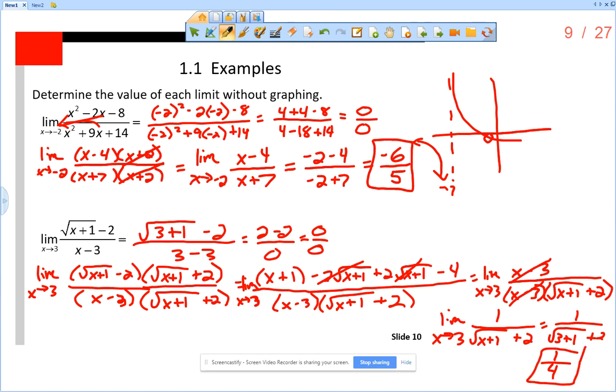Now, to verify graphically, what would this result tell us? That whatever that graph happens to look like, as x approaches 3, I'm going to have a hole in the graph at 1/4. So we want to make sure that if we were to graph this, we would see that there is a hole in the graph at that point. How do we know it's a hole? Well, because when I evaluated at x equals 3, I got 0 over 0, which is an undefined number.